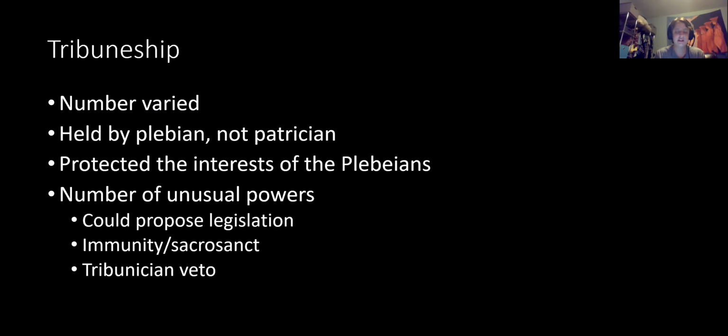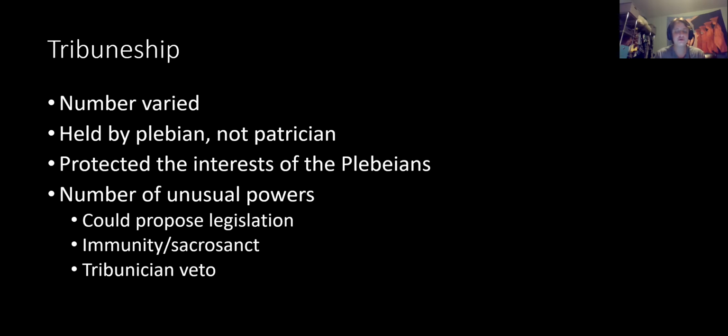They could propose legislation like the Senate. They had immunity and were sacrosanct, which meant that they could not be charged with capital crime and punished, or their body harmed in any way. Often this power was used when a tribune saw a plebeian being abused in some way. They could step in, and if they were harmed, the person doing the harm could be punished.